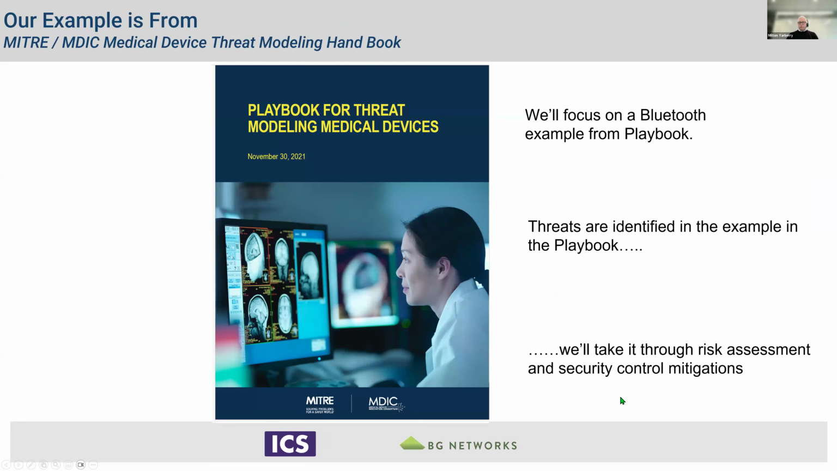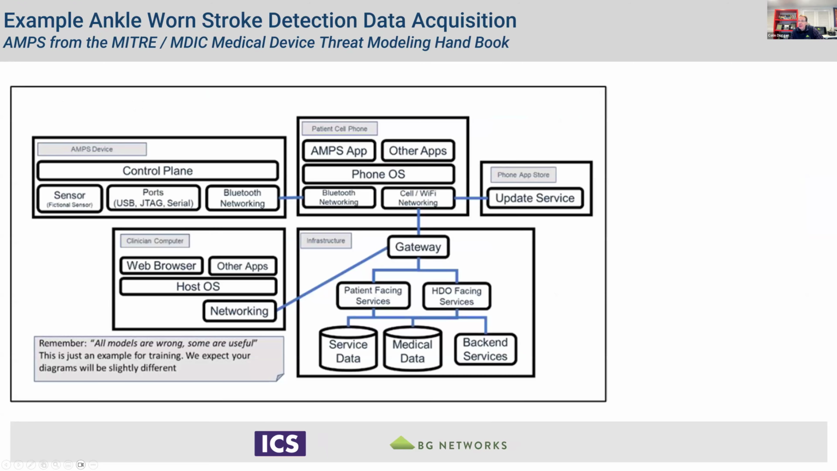All right, with that, I think I'll turn it over to Colin for the example. Great, thanks, Milton. So we're going to use an example from the MITRE MDIC Threat Modeling Handbook. In there is a fictional device. I suspect many of you have looked at the handbook and may be familiar with this device. It's called AMPS. It's an ankle-worn predictor of stroke.